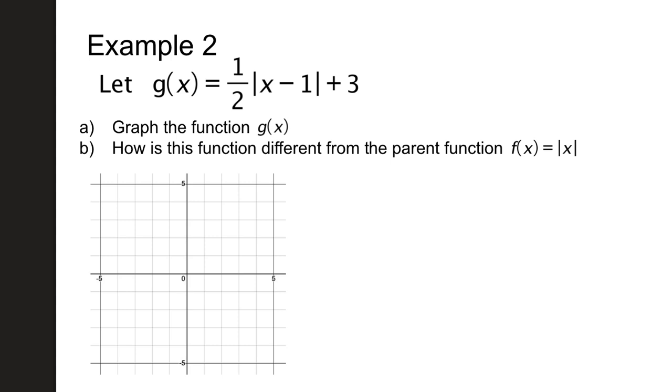Like what if there's a number in front of it instead of a negative sign? So we have 1/2 the absolute value of x minus 1 plus 3. Again, nothing's going to be different in regard to the minus 1. That's going to mean that we're going to move to the right 1 unit. The plus 3 means we're going to be up 3. But again, here we have this new part, this 1/2. So what does that mean?